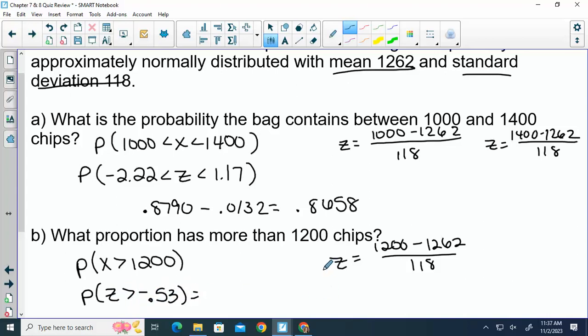How do we do greater than? 1 minus the probability for negative 0.53, which is 0.2981, and we get 0.701. Questions on this? Okay.